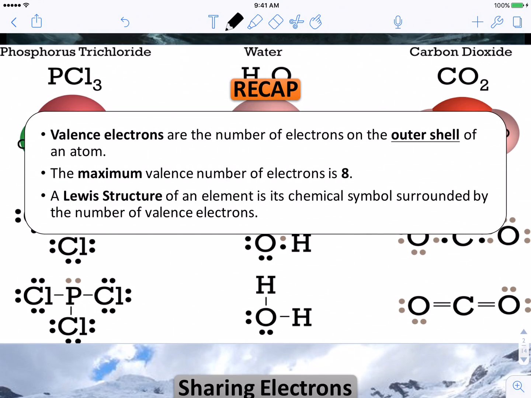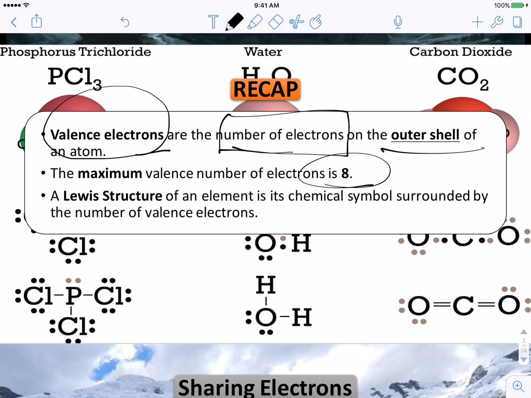Quick recap. Remember, our valence electrons are identified by the group number of the representative elements, and they are also the number of electrons on the outer shell of an atom. The maximum number you can have is 8, and the Lewis structure is where we combine the chemical symbol with the number of valence electrons.